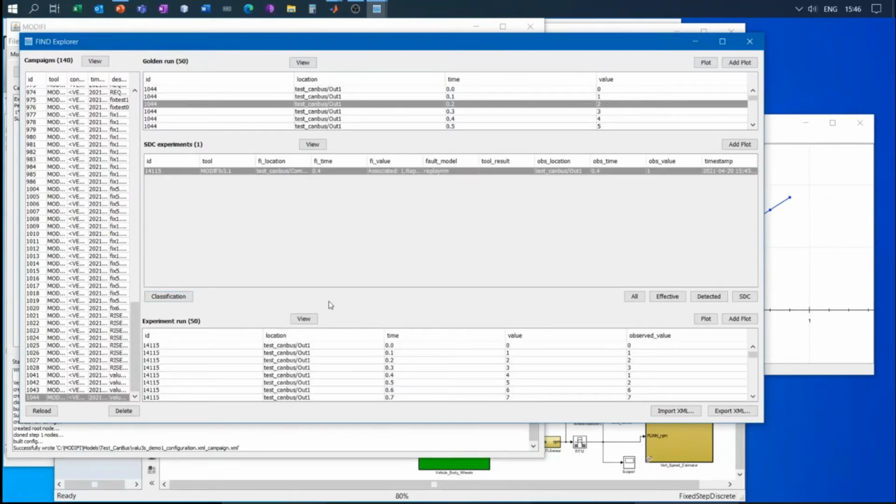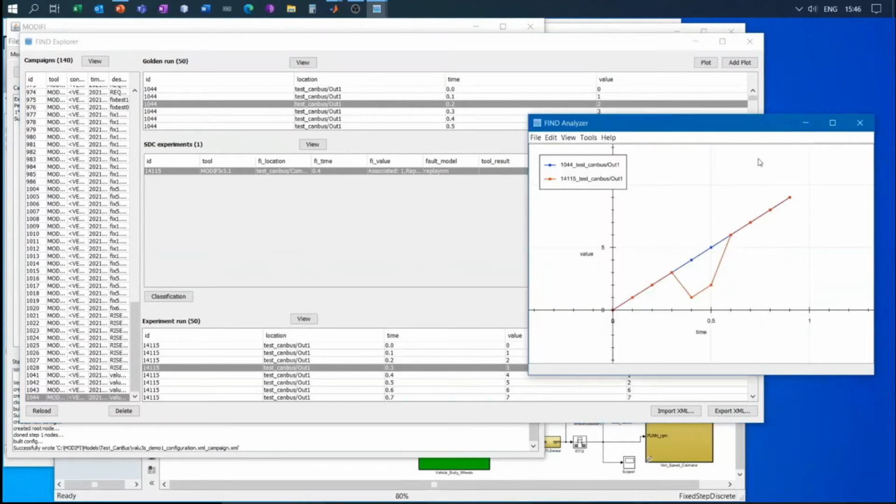Let's click on the experiment, and we can see the output from this experiment. We can add that to the plot. And now we see the effects. At time step 4, we performed a replay attack, 3 time steps old, and we did it for 2 time steps.